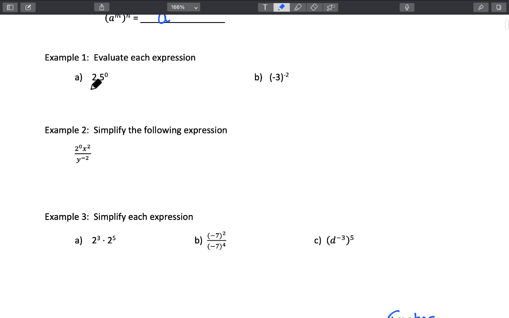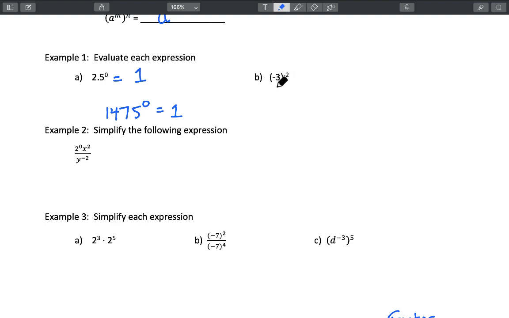So here I have the base of 2.5 raised to the zero power. Any base raised to the zero power or the zero exponent is equal to 1. Even if I had some sort of ridiculous number like 1,475 to the zero power, it's still equal to 1.